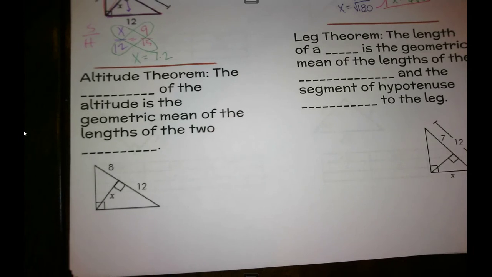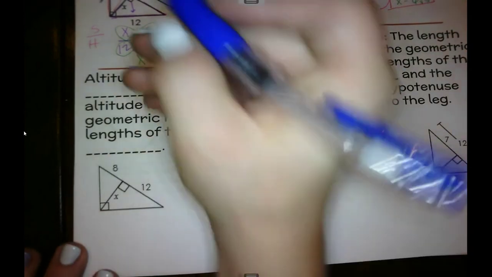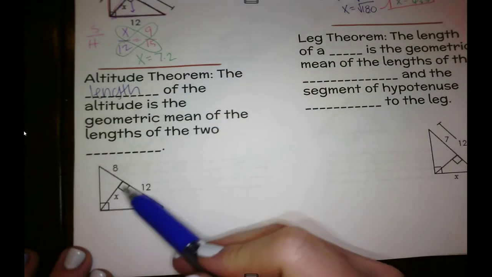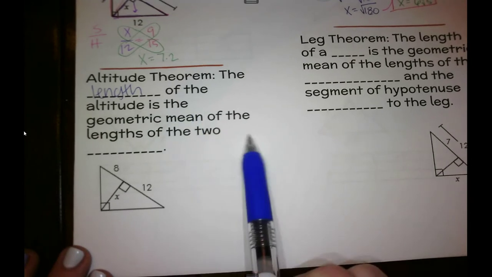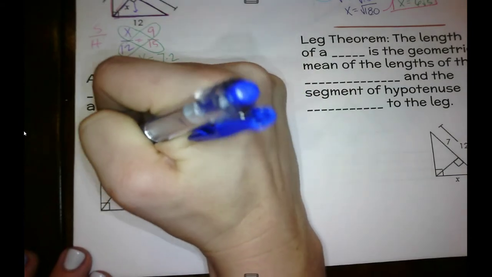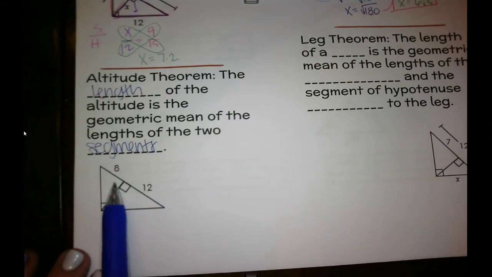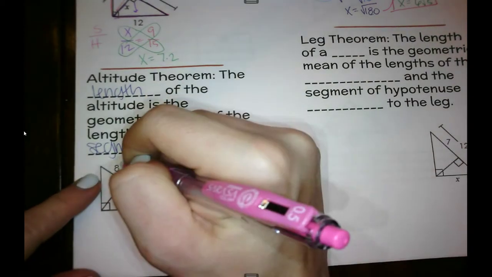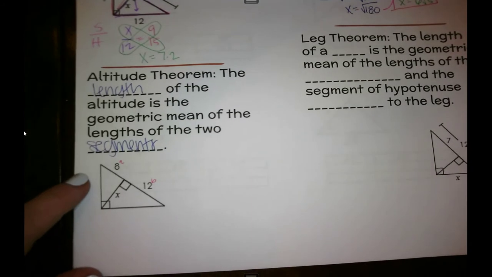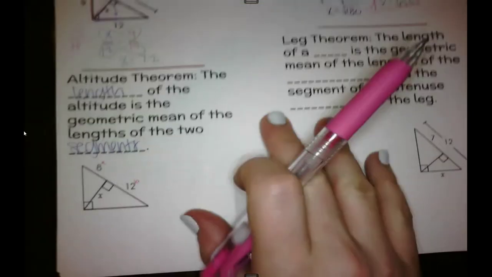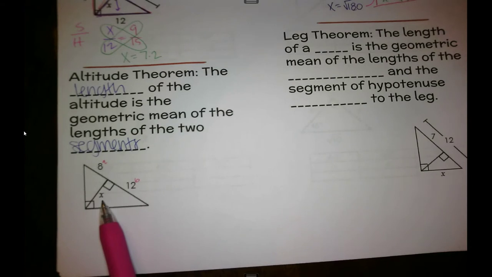So the altitude theorem states that the length of the altitude, this line right here, is the geometric mean of the lengths of the two segments that it creates when it hits that hypotenuse. So my a and b here is 8 and 12. And when I do the geometric mean of that, that's going to give me that x, that's going to give me what that altitude is.